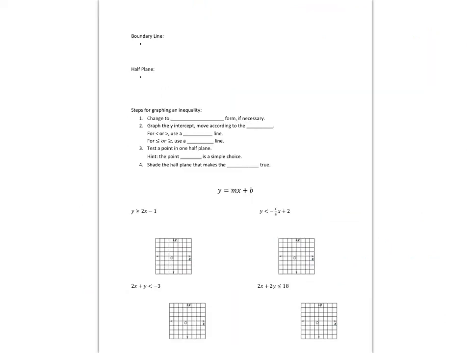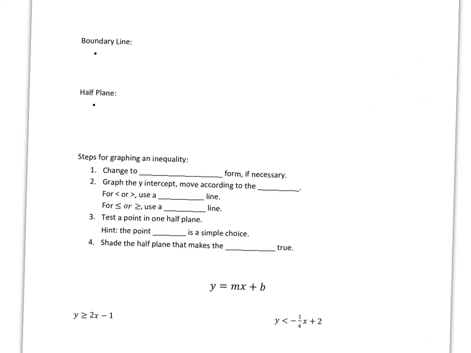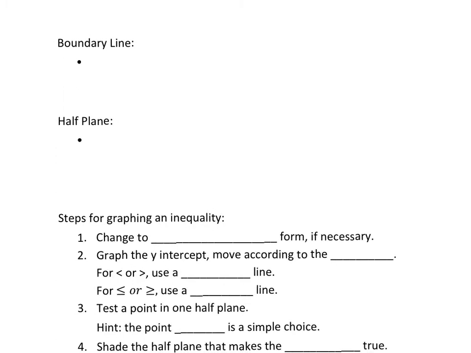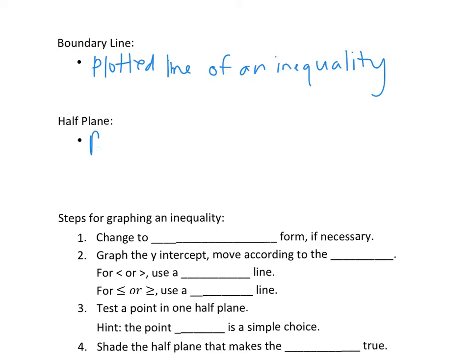Okay, so the boundary line is the plotted line of an inequality. I'm going to zoom in here a little bit. So that's a vocab word. I would say here, plotted line. And then the half plane is the region of the graph on one side of the boundary.